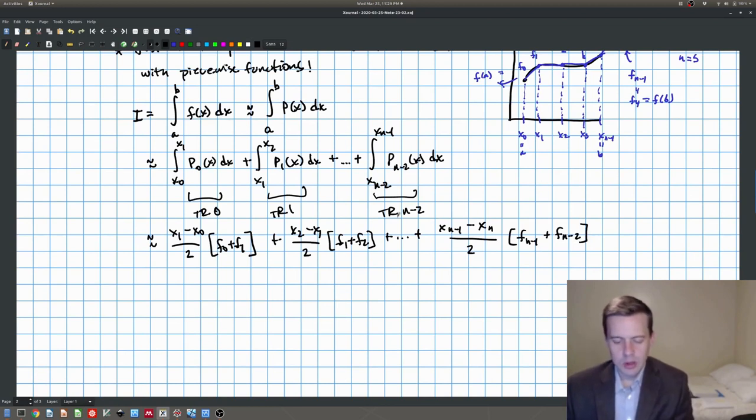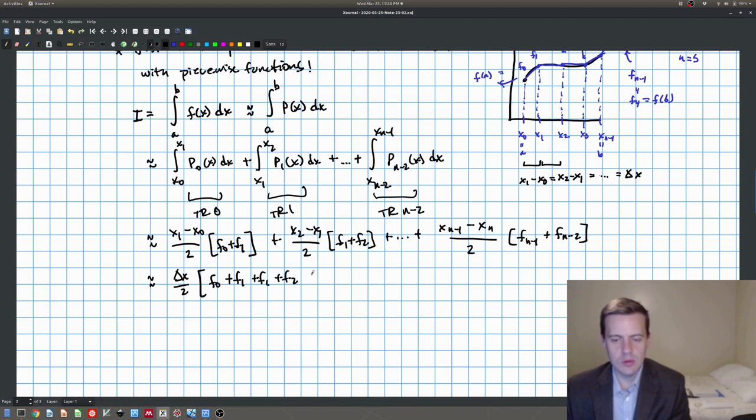So I can make a couple simplifications to this. The first thing I'm going to do is assume that this distance, x1 minus x0, is equal to x2 minus x1, is equal to all of them. And I'm going to just call that distance delta x. That makes my life a lot easier. I don't have to do that, but I'm going to. So then I can pull a delta x out of all of them. Now I have a delta x over 2, and I can just write each of these pieces down: f0 plus f1 plus f1 plus f2 plus f n minus 1 plus f n minus 2.